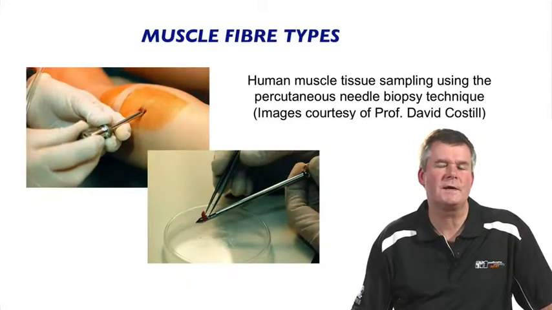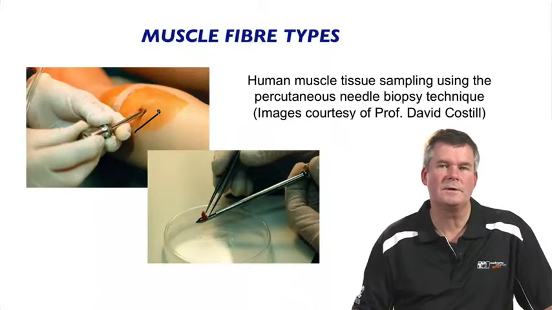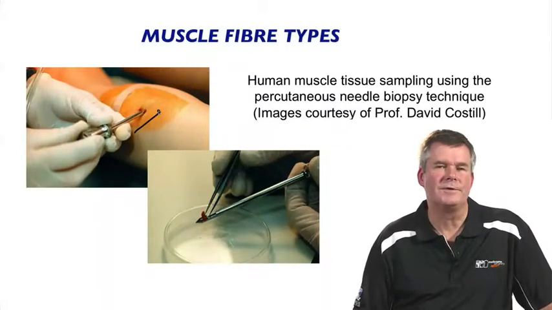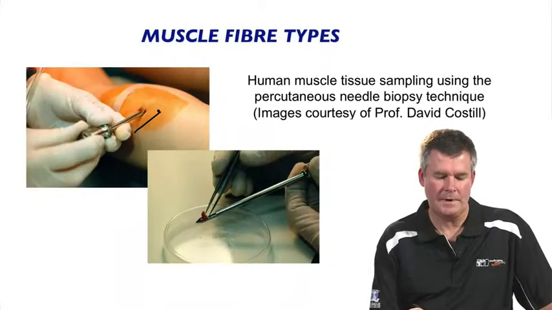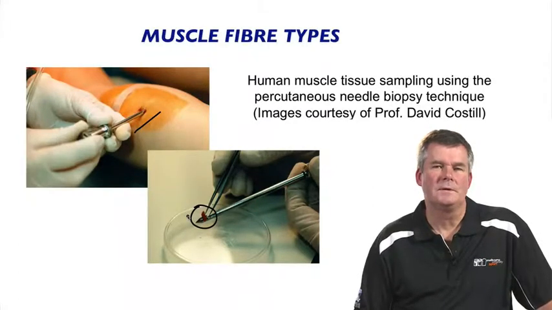It involves taking a small piece of muscle using a specialised needle under local anaesthesia. In this case, you can see the needle inserted into a muscle of the lower leg to extract a small piece of muscle. And you can see in this picture here, the muscle being removed from the needle. This piece of muscle can be mounted in special chemicals and analysed for histochemistry.